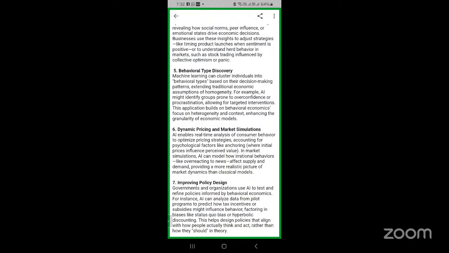Dynamic pricing and market simulations. Nowadays, we will find that dynamic pricing is very common in the case of flight charges. So AI enables real-time analysis of consumer behavior to optimize pricing strategies. So AI can tell that this is the right time to reduce the price or to increase the price.